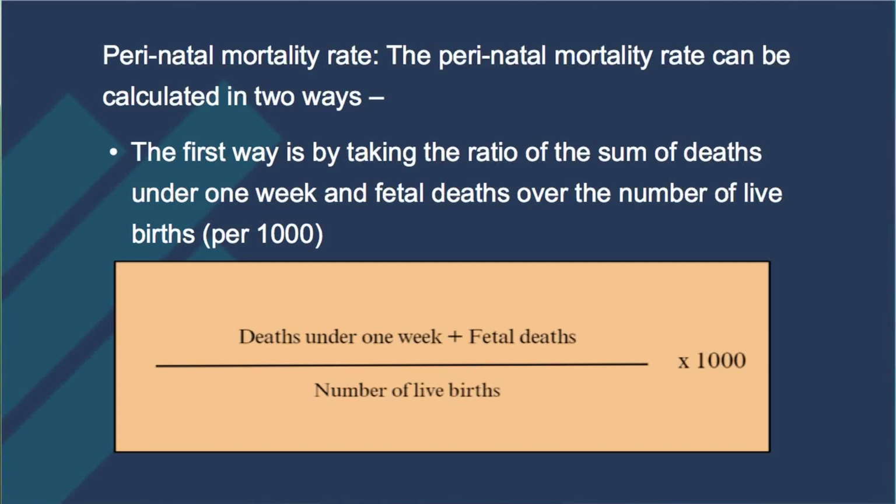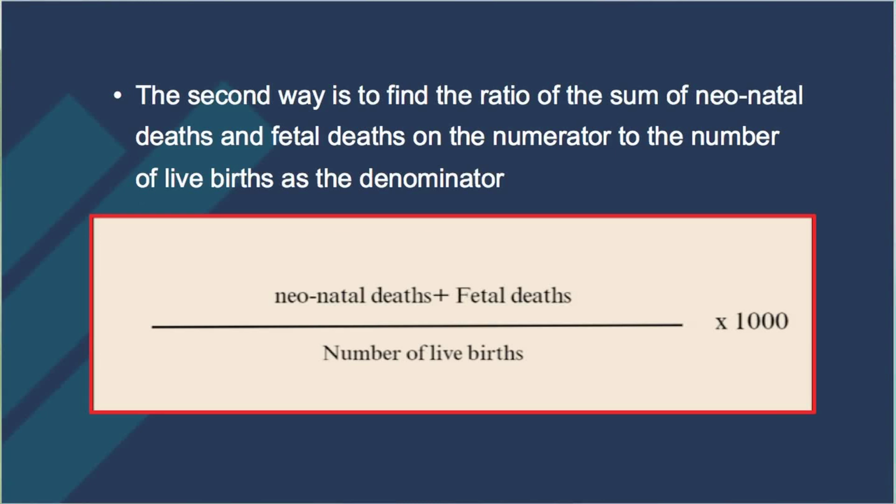As you can see, the first way is by taking the ratio of the sum of deaths under 1 week and fetal deaths over the number of live births. It is then multiplied by 1000, that is per 1000 live births. The second way is to find the ratio of the sum of neonatal deaths and fetal deaths on the numerator to the number of live births as the denominator. This is then naturally multiplied by 1000.